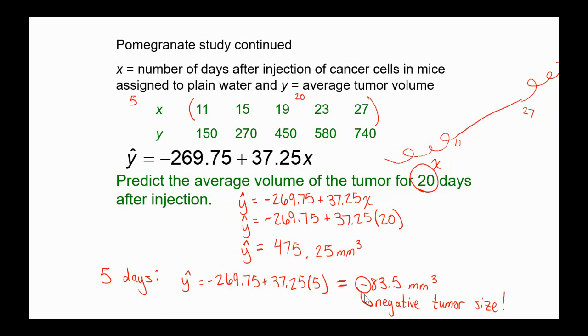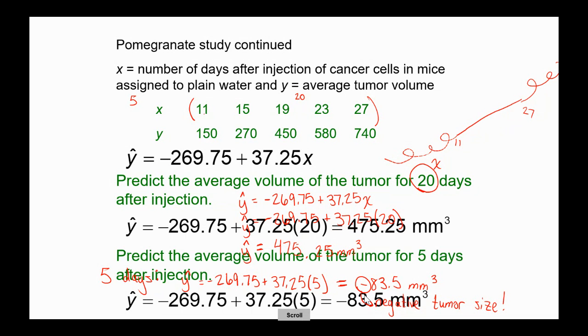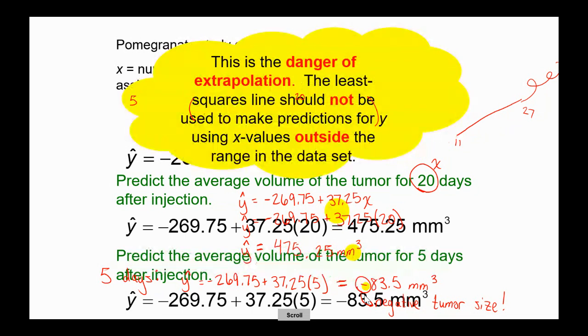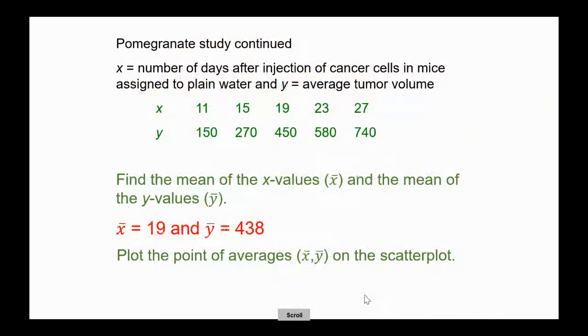Okay. We're almost done with this example. We're just doing a little bit more with it. So it says to find the mean x values and mean y values. When I flipped over to this slide, it kind of gave it to you. The mean of your x's would be 19. The mean of your y's is 438. How do you get that?